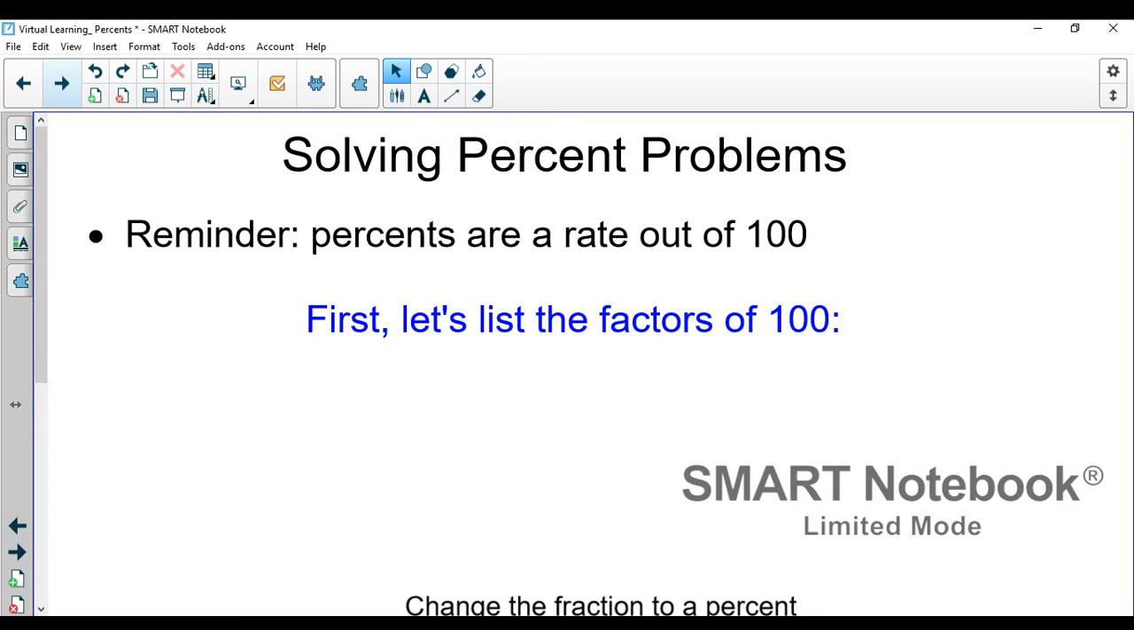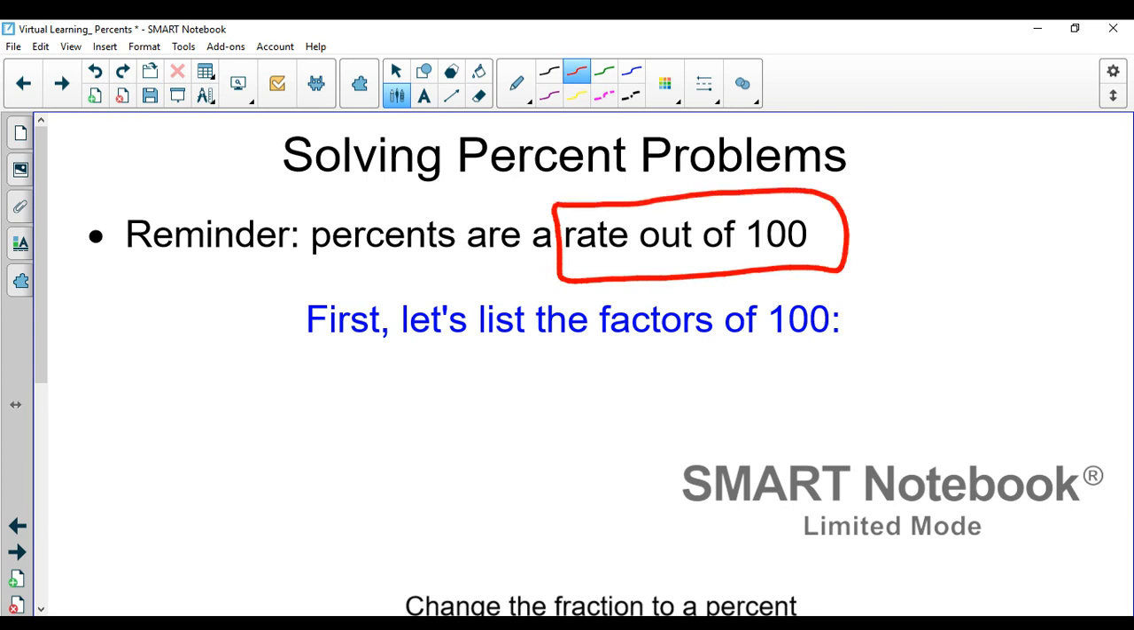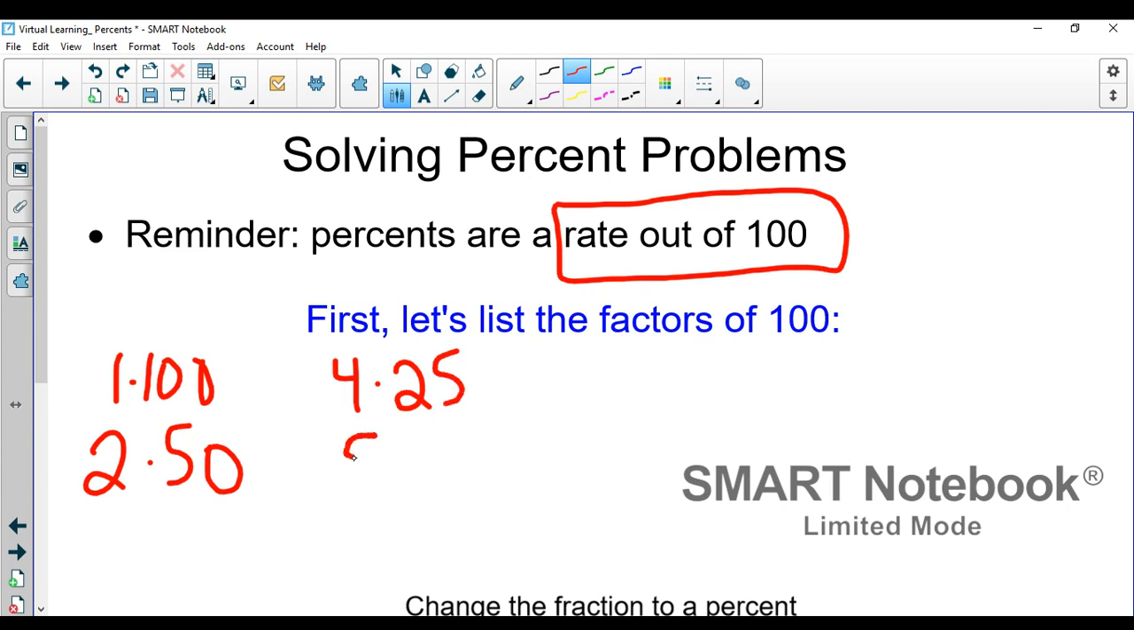Today we're going to continue our work with percents. And if you have a notebook, this might be helpful for you. So the first thing we're going to do, because we know that percents are a rate or a ratio out of 100, is list the factors of 100. So 1 times 100, 2 times 50, 4 times 25, 5 times 20, and 10 times 10.